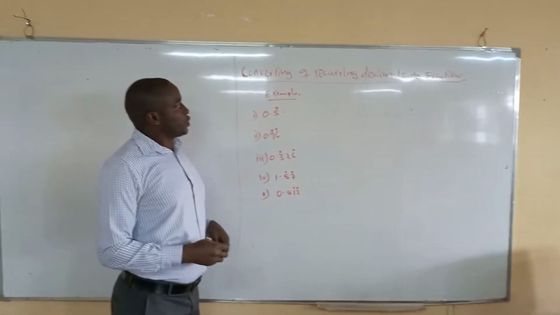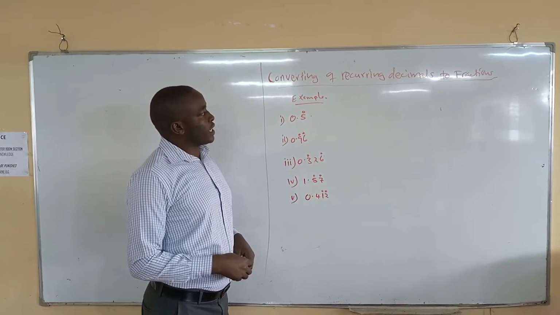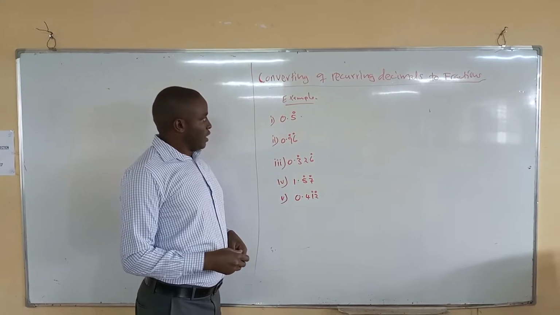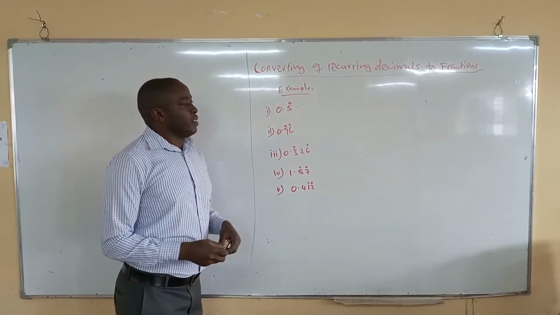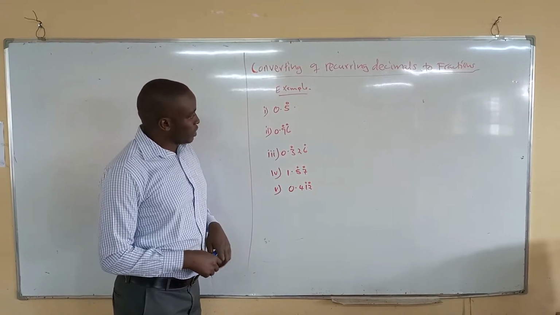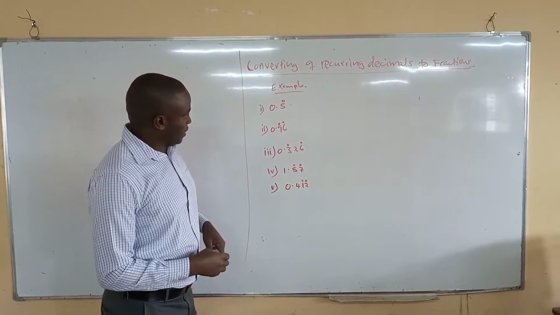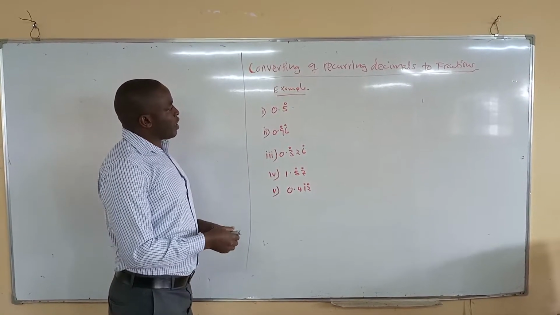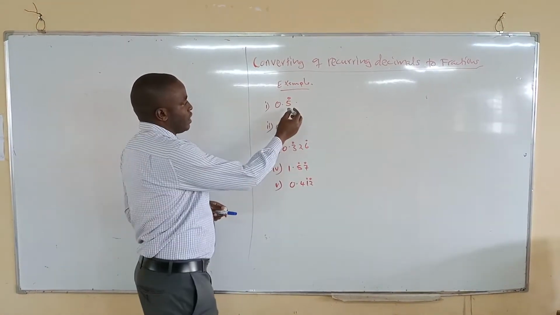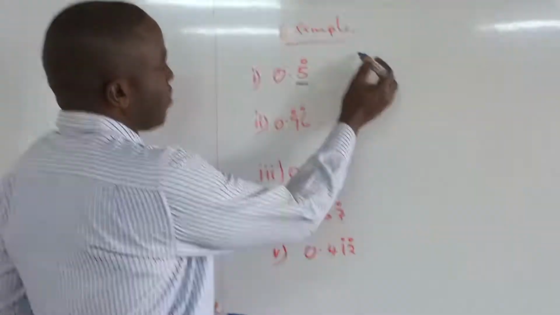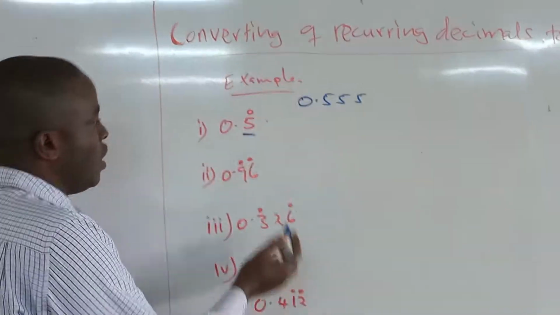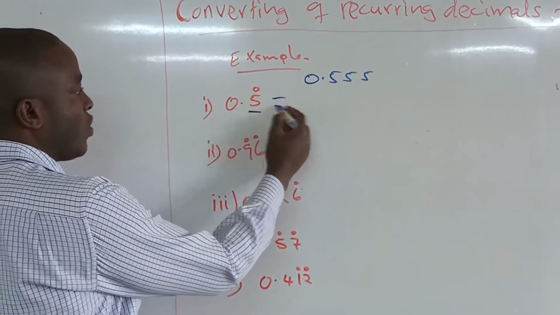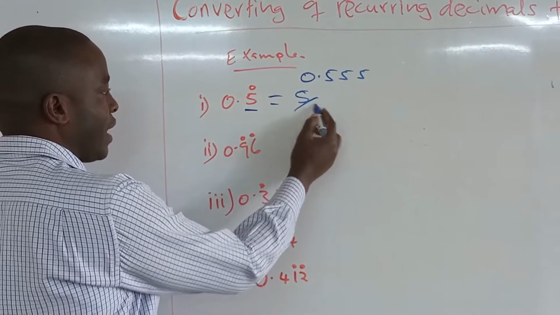Today I want to take you through conversion of recurring decimals to fractions. And I want to show you how you can determine the answer first before even doing the real conversion. For instance, when you have 0.5 recurring, you know that can be written as 0.5555 several times. So it is only 5 which is recurring. So the answer is 5 all over 9.